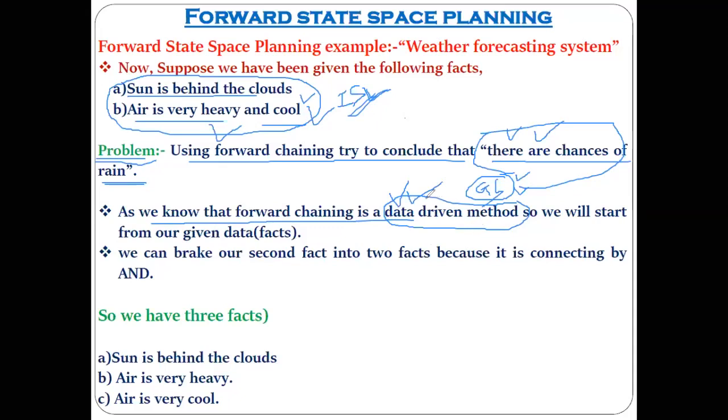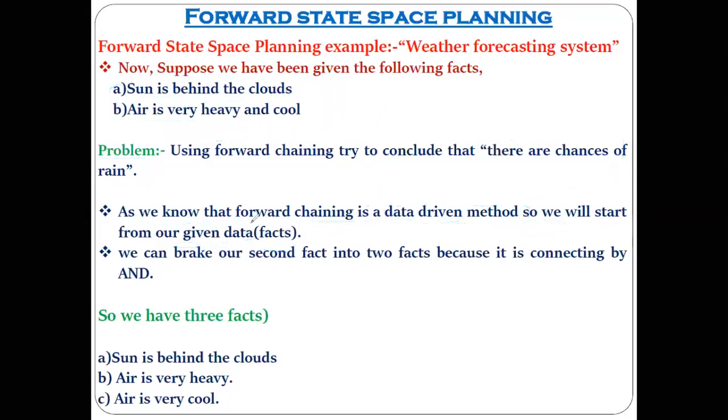So can we call forward state planning or forward chaining a data-driven method? Yes, sir. Okay, because we are going to compare this to backward state space search, or backward state space planning, also. As we know, forward chaining is also referred to as the data-driven method. So we'll start from the given facts, meaning we have to start from the given data.